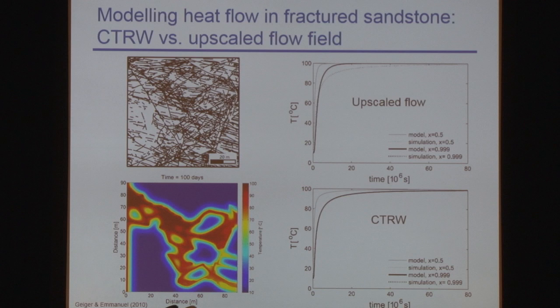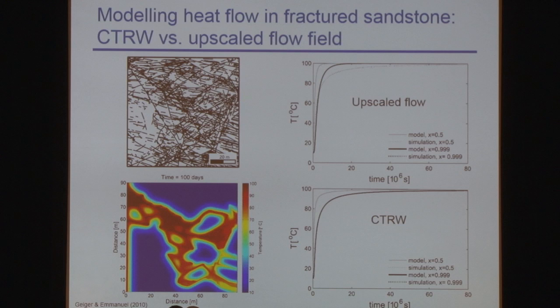And then the breakthrough curves with these dotted lines, we tried to model them using classical upscaling theories. It is quite a bit off from the simulated breakthrough curves. If you use a continuous time random walk, we get a very nice match between the simulation and the model. So continuous time random walk, or more generally probabilistic transport modeling approaches, allow us to capture this wide range of transition times in complex fractured geological formations for single phase flow.